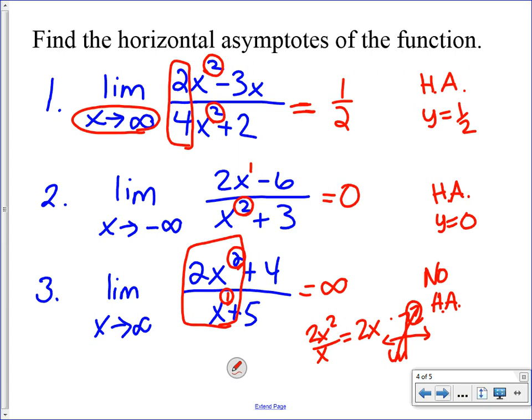Or you can think of it like this. If you plug in a really big positive, you would end up with a positive number in the numerator and a positive number in the denominator, and a positive over a positive is positive infinity. So you could think of it either way. And if x was approaching negative infinity, you would think about plugging in a really small number, but a negative number.